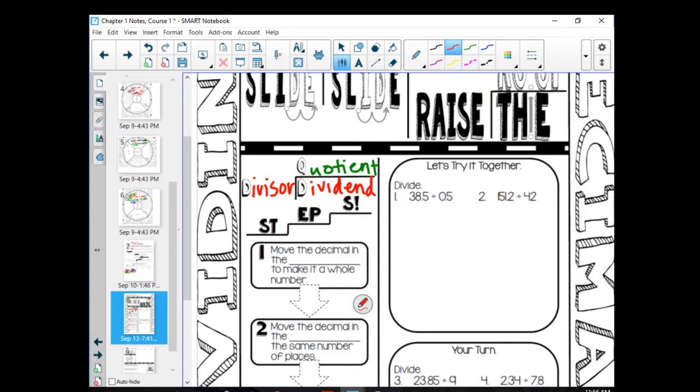The first step always when dividing with decimals is that your divisor cannot be a decimal. So if this number is a decimal, it can't be. You're going to have to make it a whole number. So the first step is to move the decimal in the divisor to make a whole number.